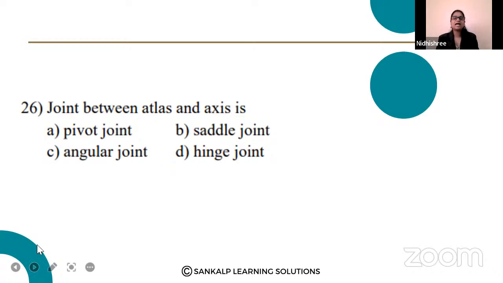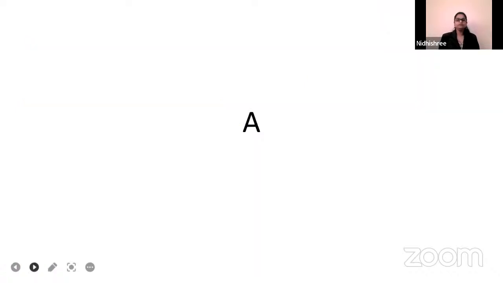Joint between atlas and axis. What do we call the joint between atlas and axis? The one we do when we turn the head. Pivot, saddle, angular, hinge. Chandru option A, Kanchanaraj option A, Amruta option A, Chaitra option A, Parvati, Saumenaraj option A, Dyuti option A, Pavitra, Chandru, Shilpa Nayak option A. Good. So the right answer is option A, that is pivot joint.